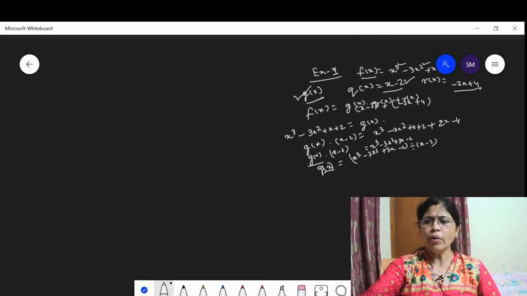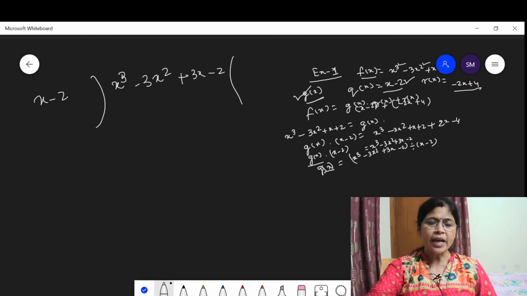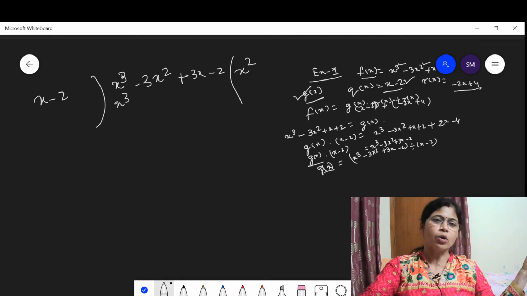Here we divide x cube minus 3x square plus 3x minus 2 by x minus 2. Think, what will you get? To get x cube, what should be multiplied with x? We should multiply x square with x to get x cube.